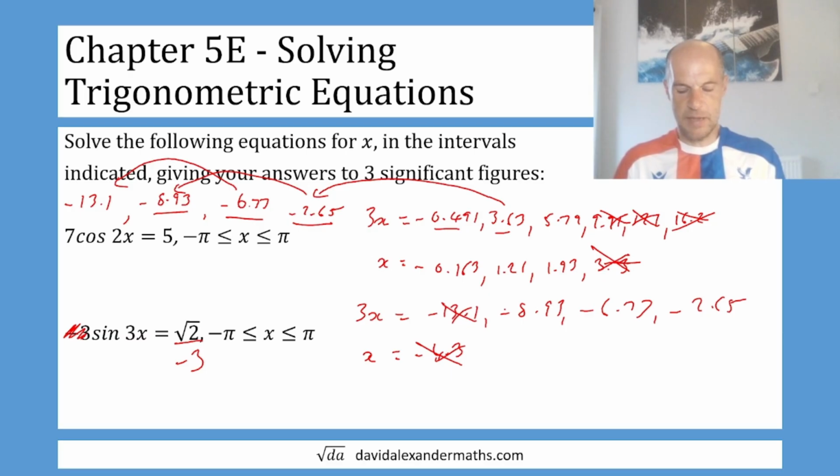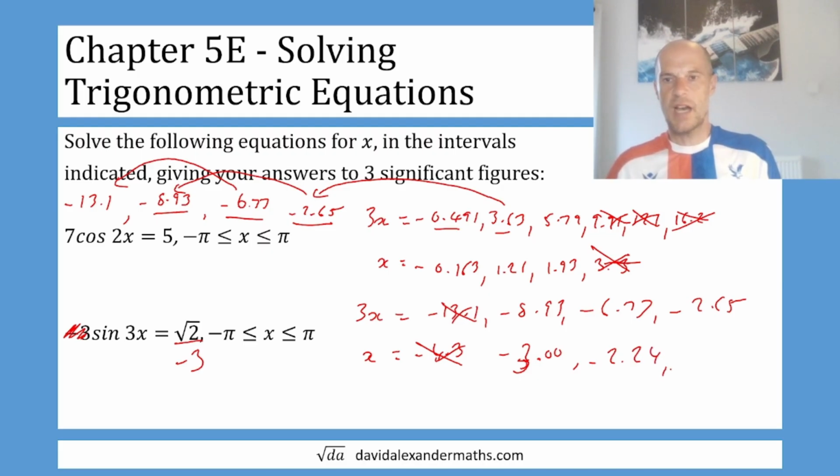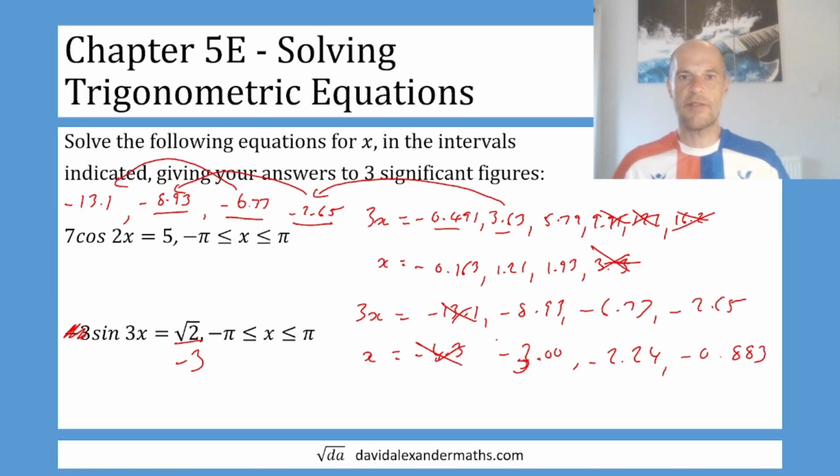What about minus 8.93 divided by 3? That is giving me minus 3.00 if we're rounding to 3 significant figures. So that is within range. So negative 6.77 divided by 3 is minus 2.26, and negative 2.65 divided by 3 is minus 0.883. So there we have it. We have 6 solutions in ascending order: negative 3, negative 2.24, negative 0.883, negative 0.163, 1.21, and 1.93.